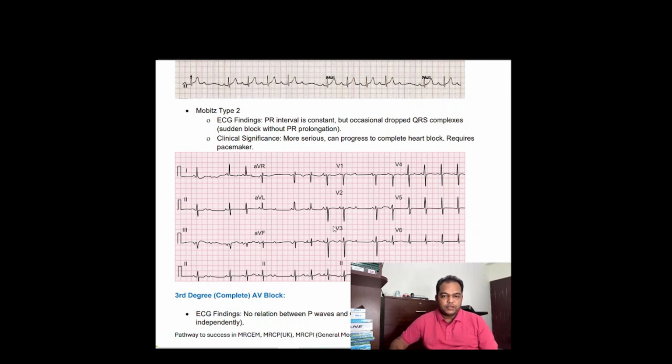And in case of Mobitz type 2, there is no progressive lengthening of the PR interval. PR interval is constant, but there is an occasional dropped QRS complex. This P wave has not been conducted, so there is no QRS complex for these P waves here, and the PR intervals are constant. So this is Mobitz type 2.